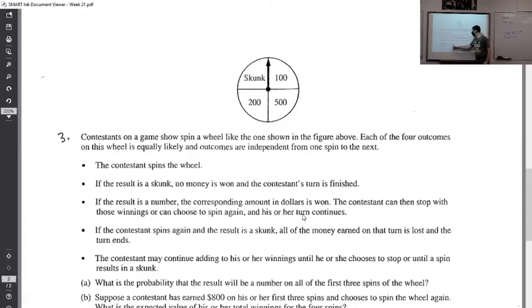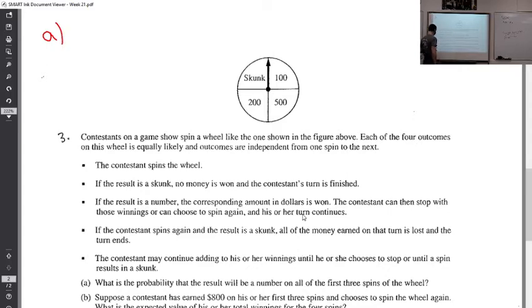So the contestant may continue adding to the winnings until they choose to stop, or until a spin gives a skunk. So we can keep racking up money for as long as we don't get a skunk, and we can stop at any time. That's the name of the game here. So let's ease back into a little bit of probability by answering some basic probability questions here.